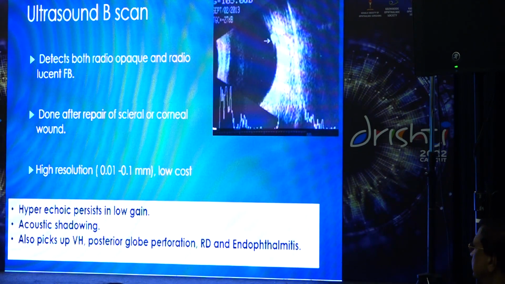Ultrasound B scan, again, can detect both radio-opaque and radiolucent foreign bodies. It can be done after the repair of the primary wound. It has higher resolution, lower cost, and it can produce multiple images in a very short period of time. So what do you actually see in a B scan? We can see a hyperechoic lesion that even persists in low gain. The corresponding A scan overlay will typically give you a 100% tall spike, and there will be acoustic shadowing, and we can also pick up other concurrent pathologies like endophthalmitis, retinal detachment, vitreous hemorrhage, etc.